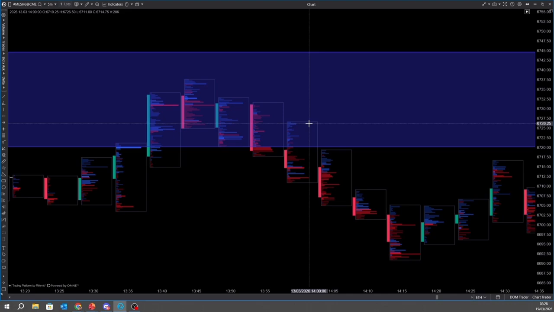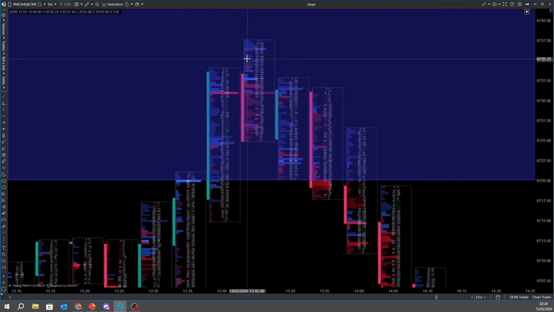So whenever you're looking at any kind of zone, you want to try and understand who is aggressive, right? Is the delta positive? Is the delta negative? And once you have that information, you can then start to piece together which direction break am I looking for.